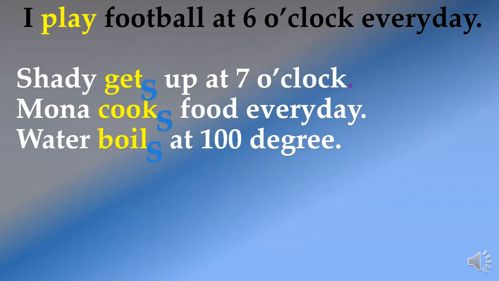In the second sentence, Shadi gets. We add S to the verb get because of Shadi. And Shadi, if we use a pronoun instead of it, we use he. In the third sentence, we use Mona cooks. The same, because Mona, if I want to replace Mona, we can use she. So we add S, ES, IES to the verb when there is he, she, it. And we have also the adverb every day. Water boils at 100 degrees. The same, because water can be replaced by the pronoun it.